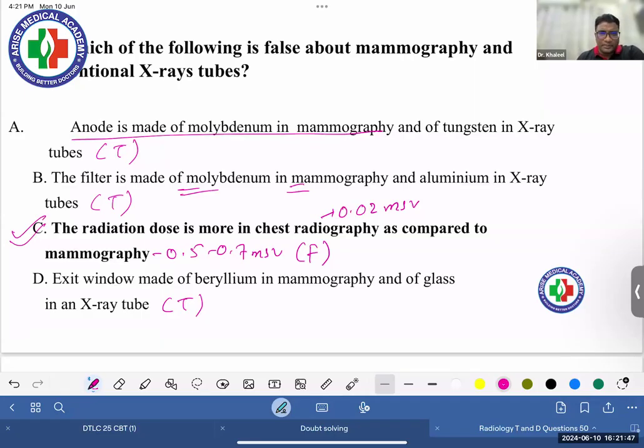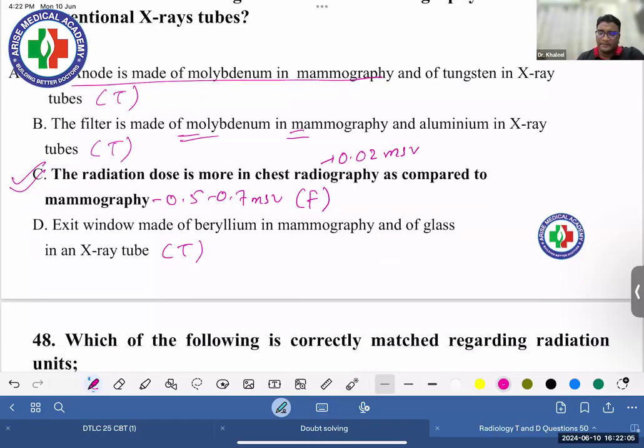So many times the answer is a very simple question, right? But because you don't know the other options, you get panicked and worried about it, right? So just try to deduce the other one easily. It's a simple question. I hope most of you got this right. So remember, the chest X-ray radiation dose is 0.02 millisievert. The radiation dose in mammography is 0.5 to 0.7 millisievert.